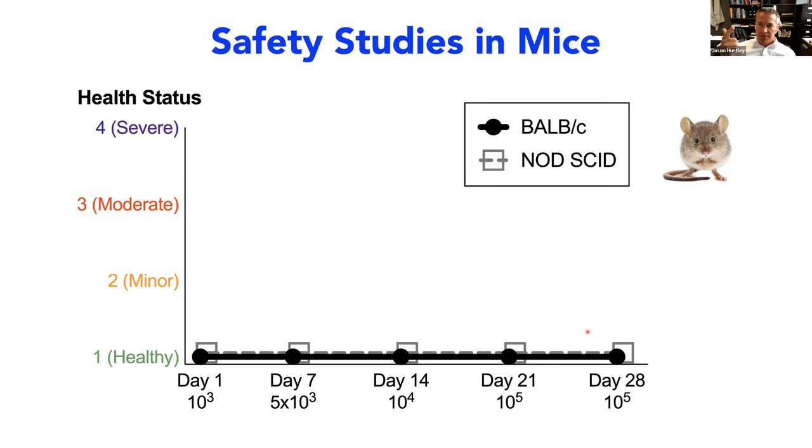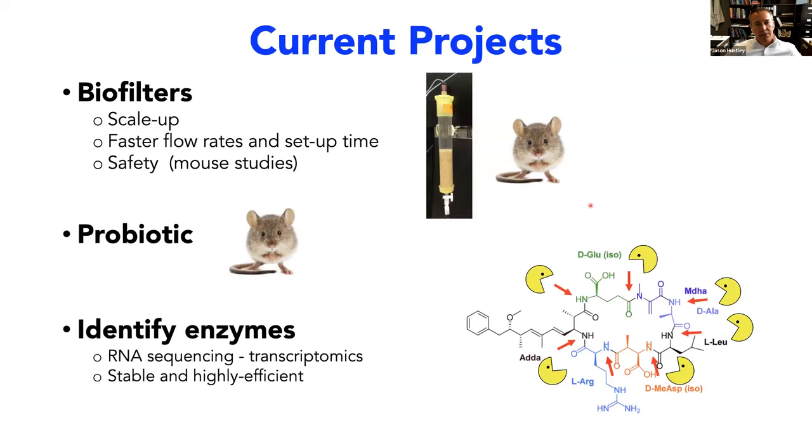We looked at their stomachs, at their intestines, at their livers, spleens, kidneys, you name it. There was no sign of infection, no sign of disease. As far as we can tell, these bacteria are completely safe in mammals. And studies will be ongoing to see if they're safe in humans. And again, what's the practicality of that?